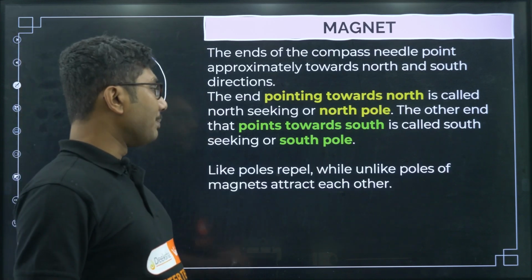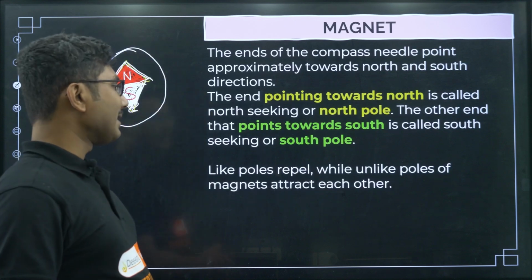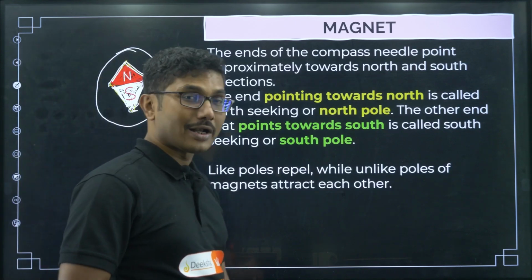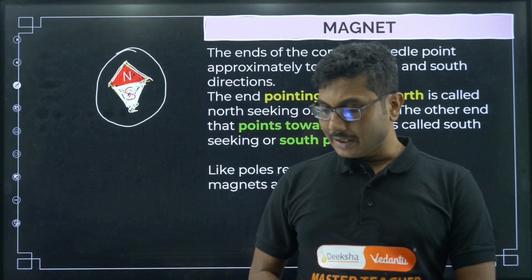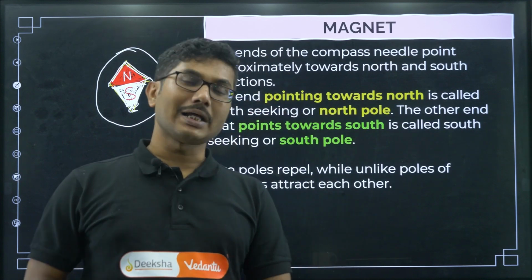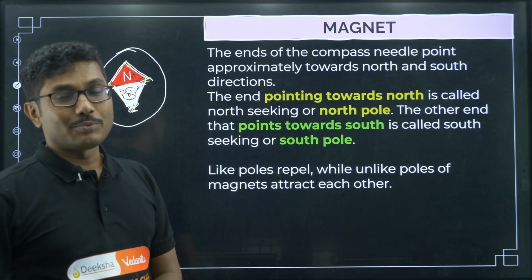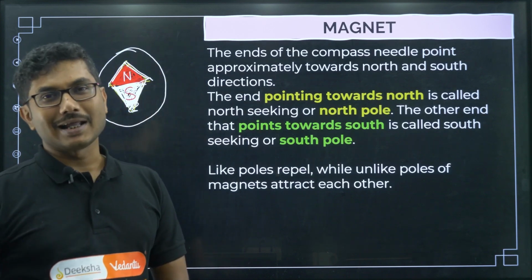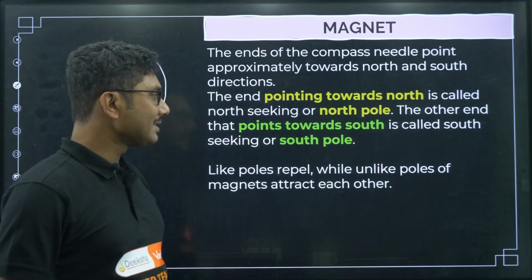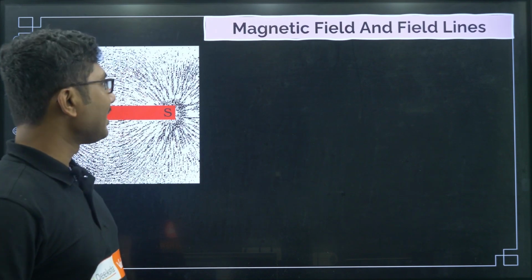Now, like poles repel while unlike poles of the magnets attract each other. This is similar to that of charges, right. If you remember, in case of charges, like charges repel each other, unlike charges attract each other. Same with the magnets: like poles repel each other and unlike poles attract each other. Easy concept, okay, easy peasy lemon squeezy.